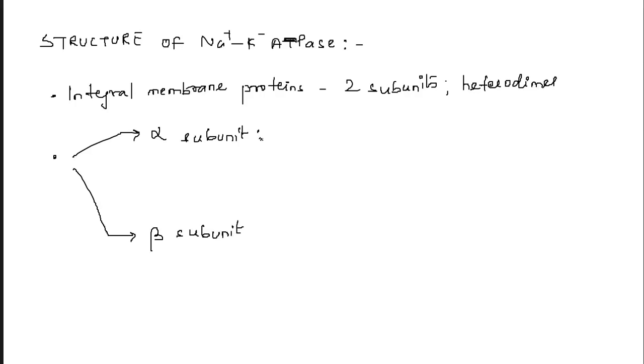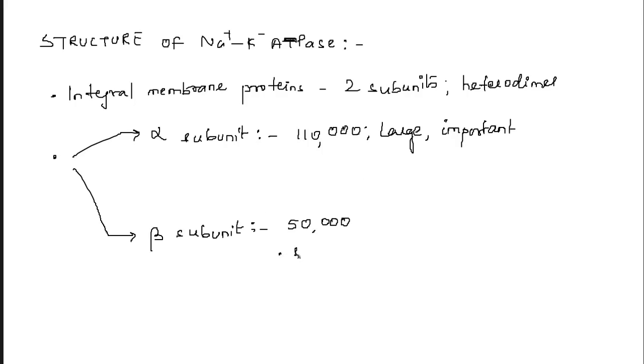The alpha subunit is very, very large, around 110,000, and the beta subunit is around 50,000 Dalton. The alpha subunit is the most important subunit, so we will come to its role. First, what is the role of the beta subunit?